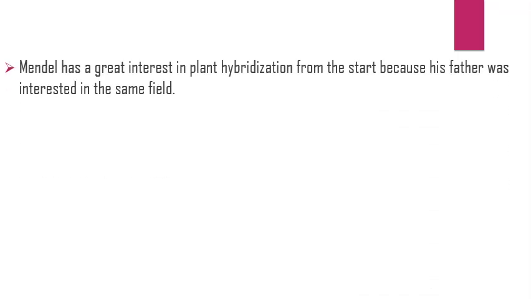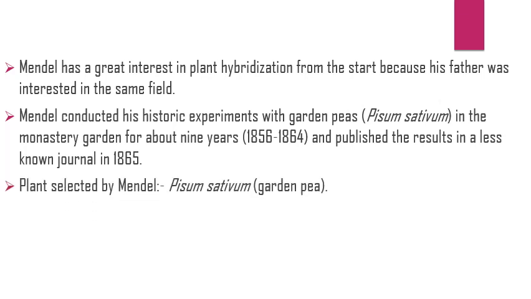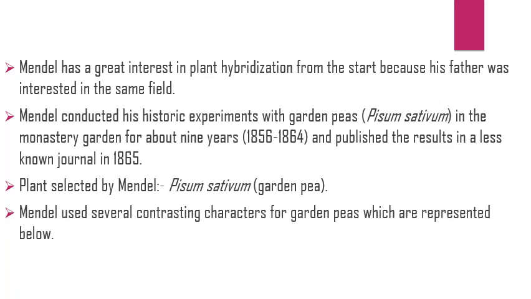Mendel has a great interest in plant hybridization from the start because his father was interested in the same field. Mendel conducted his historic experiment with garden pea in the monastery garden for about 9 years and published the result in a less known journal in 1865. The plant selected by Mendel is Pisum sativum.